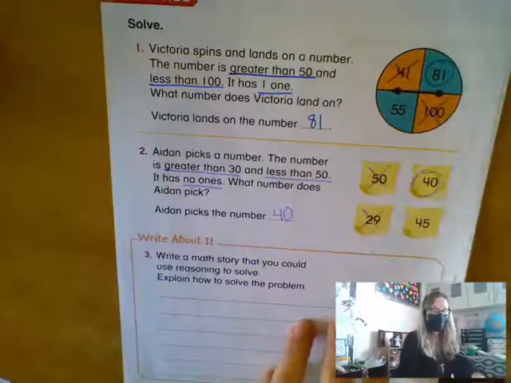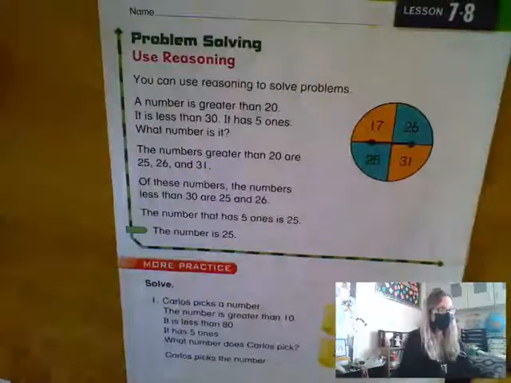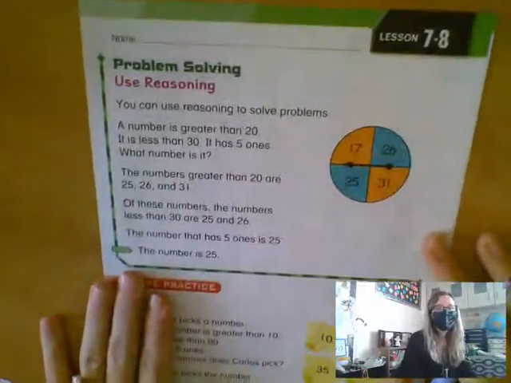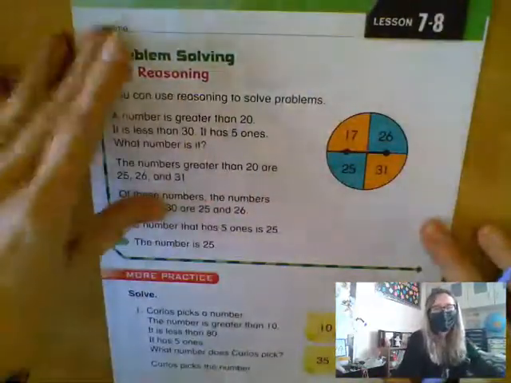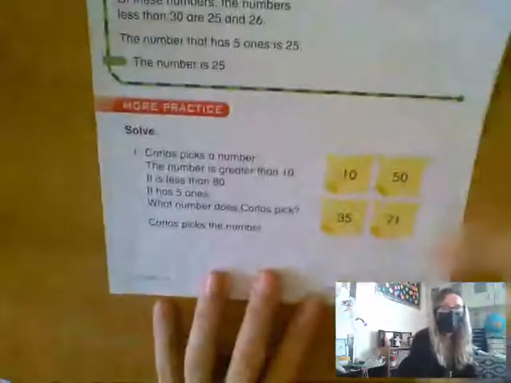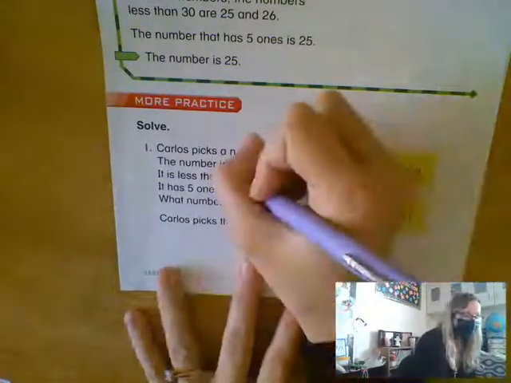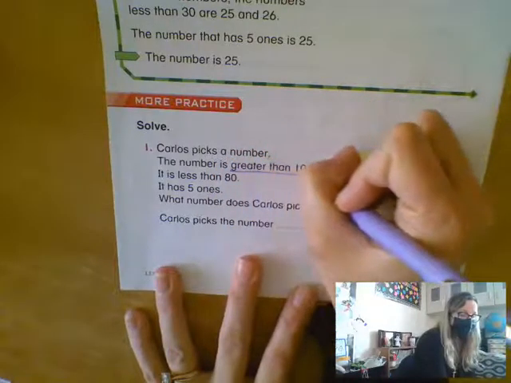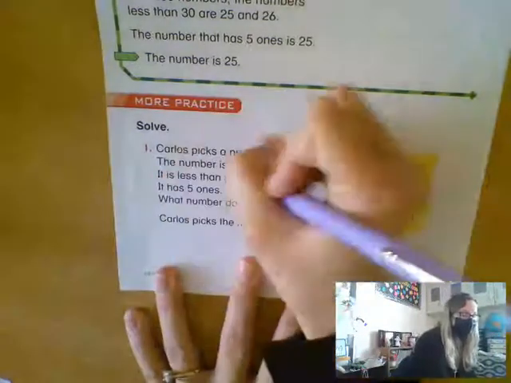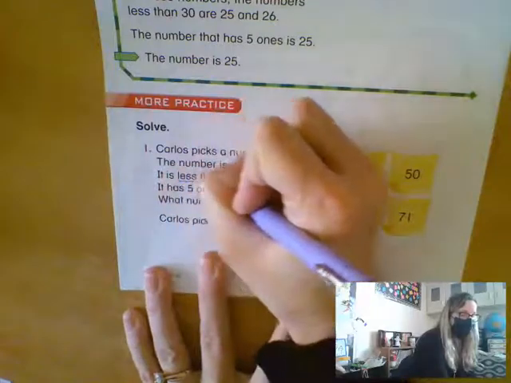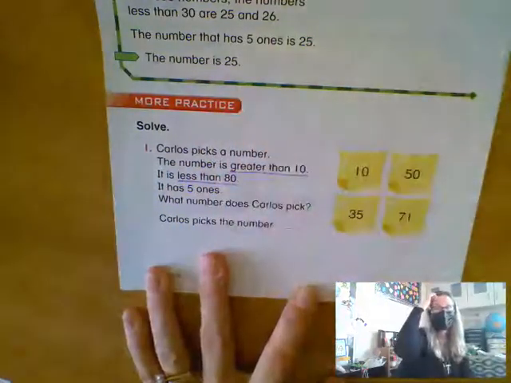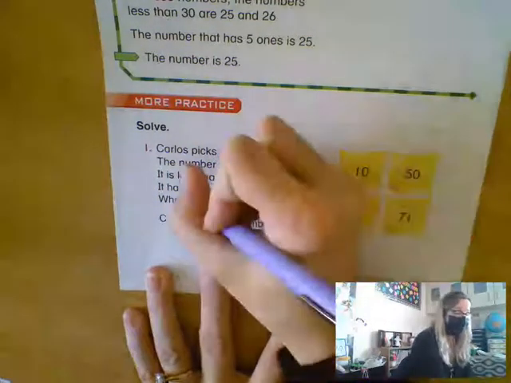We're not going to write a math story problem. We're going to go on because we have lots of pages in our problem solving pages here. This is just a refresher. So let's look down here at Carlos. Carlos picks a number. The number is greater than 10. So let's underline greater than 10. It is less than 80. So let's underline less than 80. And it has 5 ones. So we'll underline 5 ones.